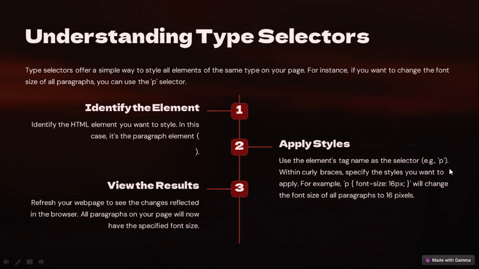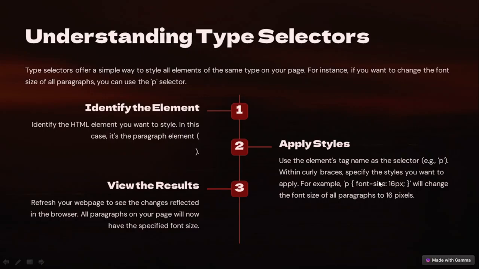So understanding type selectors: if you want to change the font size of a paragraph, you can make use of the P. First thing you have to do is identify the element. Identify the HTML element you want to style. In this case, it is the paragraph element, from the example we just made. Number 2, apply the style. Using the element tag name as the selector, which is the P, within curly braces like we just did, specify the styles you want to apply.